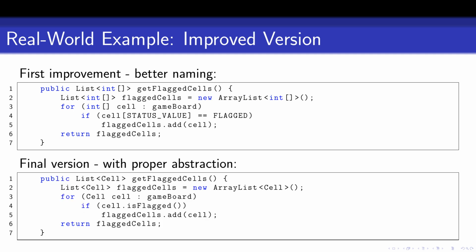Now, check out the improved version of that Minesweeper code. First step, rename getThem to getFlaggedCells and the list to gameBoard. Boom, you know it's a board and we're looking for flagged cells. We define constants like status value and flagged to replace the magic numbers. Even better, the final version abstracts it further with a Cell class and an isFlagged method. Same logic, but now it's explicit. You can read it and instantly get what's going on. That's the power of intention-revealing names in action.